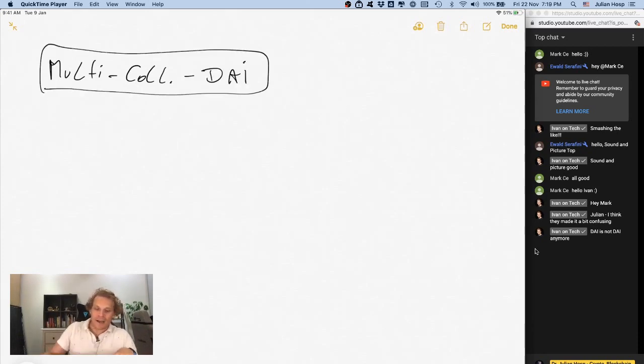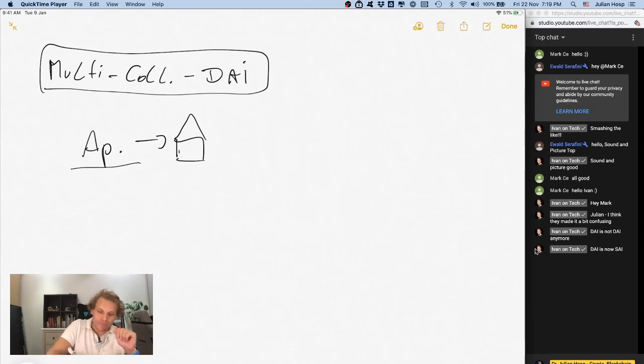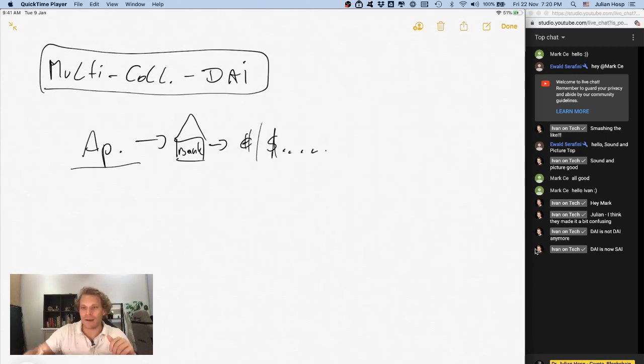Okay. Basically, how this works, instead of having a bank where you put an asset, so let's say you have your apartment, and you give your apartment to the bank, and then the bank gives you euros or dollars or whatever, Swiss francs, pounds, and so on. Then instead of having the centralized institution, we have a decentralized smart contract.